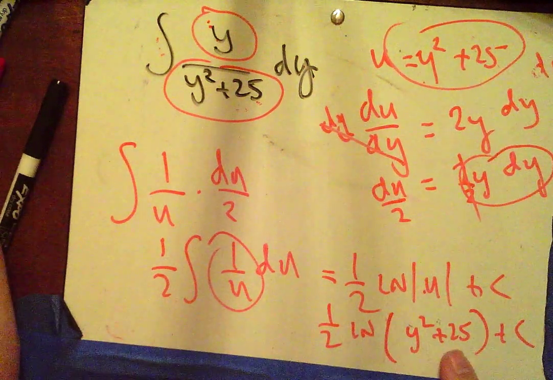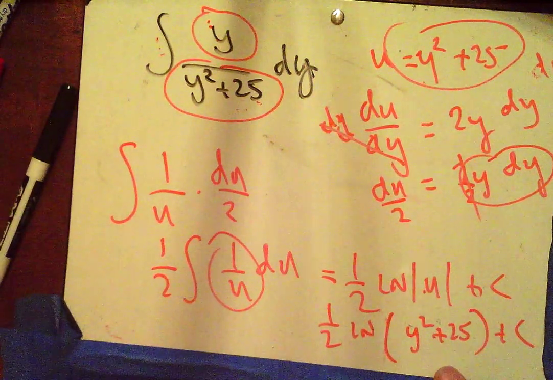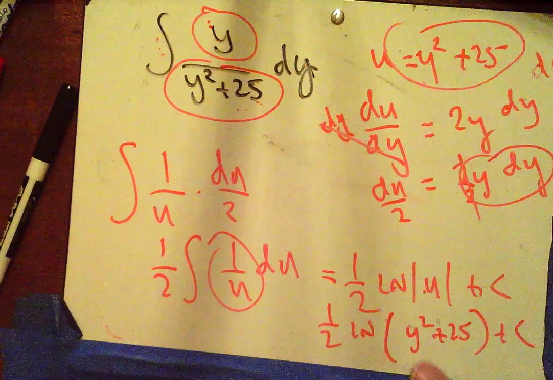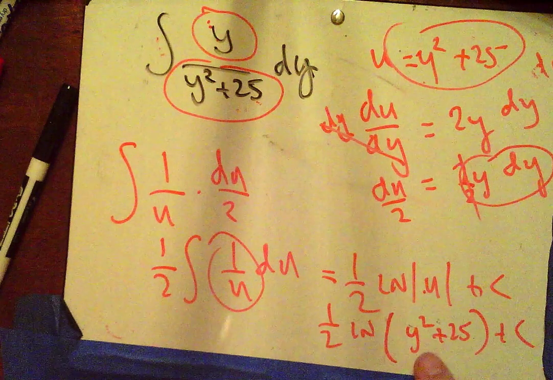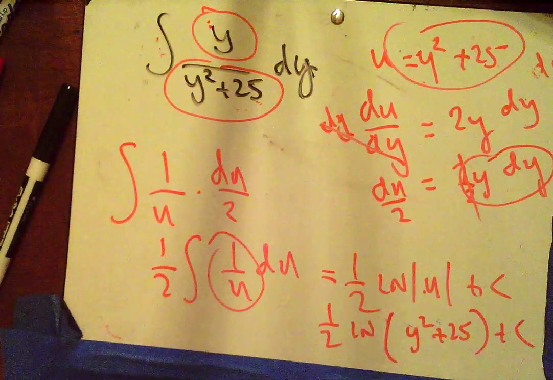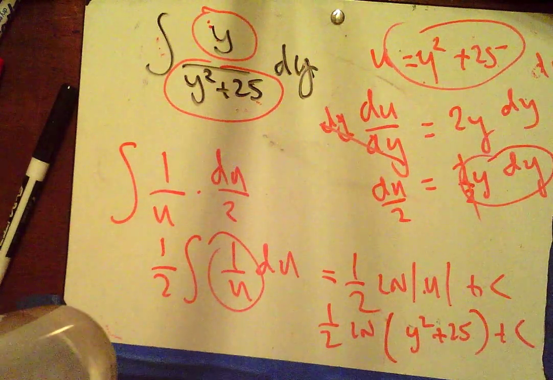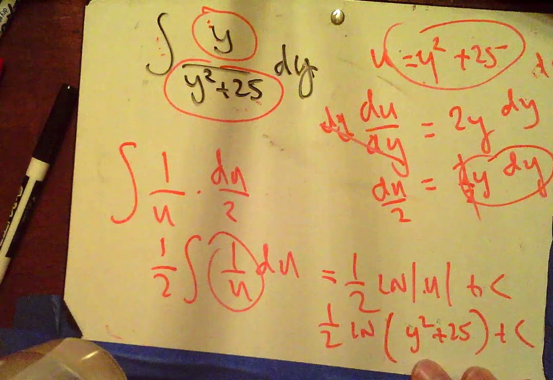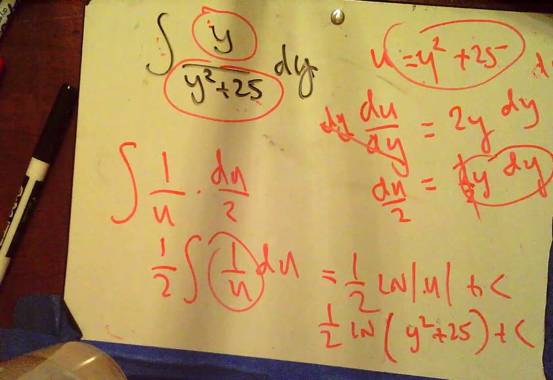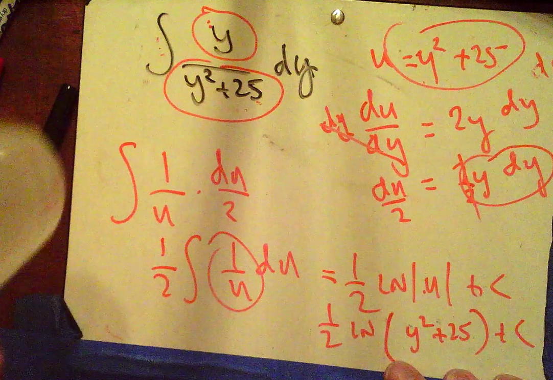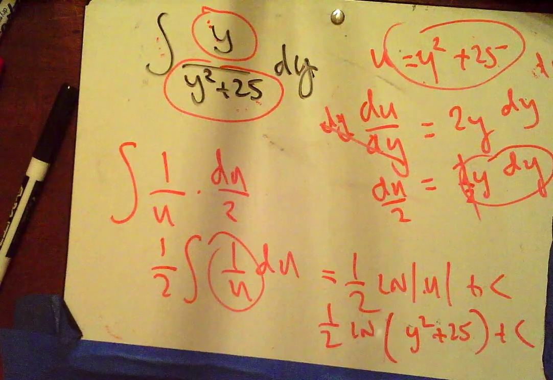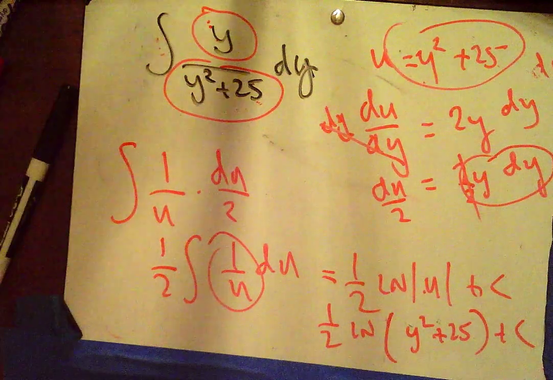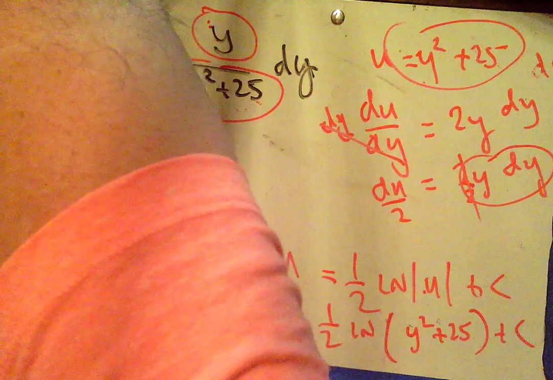Well, y squared plus 25 is always going to poop out a positive, right? Think about the graph. Shifted up 25 places, up pointing parabola. And so, yeah, that's never going to be negative. That's never going to be 0 with real numbers. And so we don't need absolute value. Yes, you can use absolute value. There's no problem with that. Okay. Next.